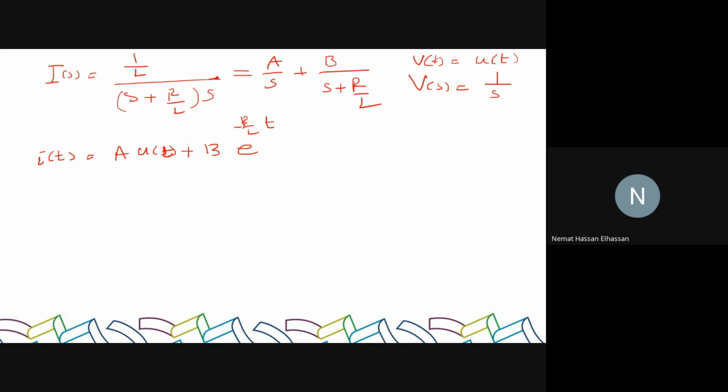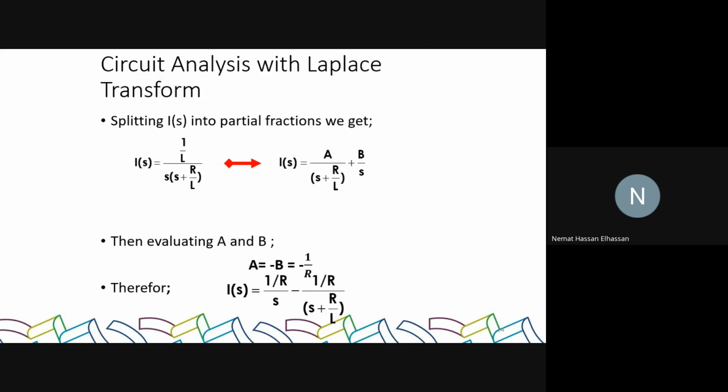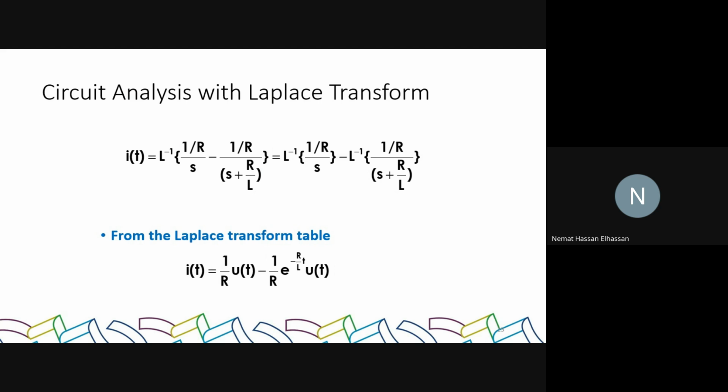Okay. So just to make use of our time, I've already calculated the values, and this is what you end up with. A is equal to B equal to minus 1 over R, and this is our final transform. Clear? Now you'll notice in the second term we also multiplied by a u of t.